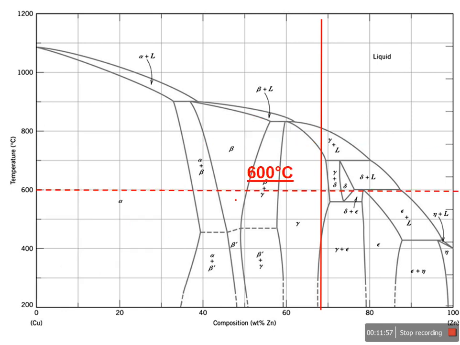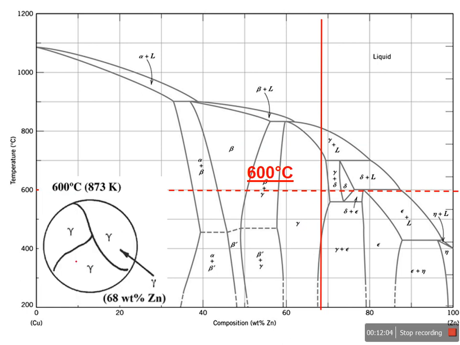The next temperature, 600 degrees centigrade, we're in a single phase region, so we already know the composition. So you can just draw a solid. I've added some grain boundaries in here just to make it quite clear that it is a solid.